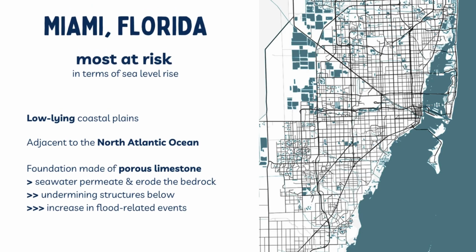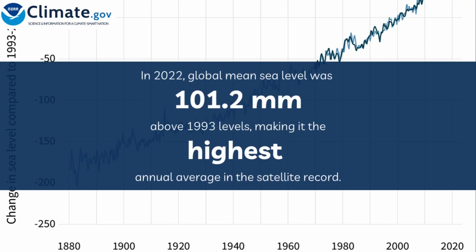which brings us to our focus area, Miami, Florida, which is most at risk in terms of sea level rise. This is due to it being a low-lying coastal plain adjacent to the North Atlantic Ocean and its foundations made of porous limestone, which allows seawater to permeate and erode the bed, undermining structures below, and thus resulting in increased flood-related events. Not to mention, in 2022, the global mean sea level was over 100 millimeters higher than it was in 1993, making it the highest annual average in the satellite record.